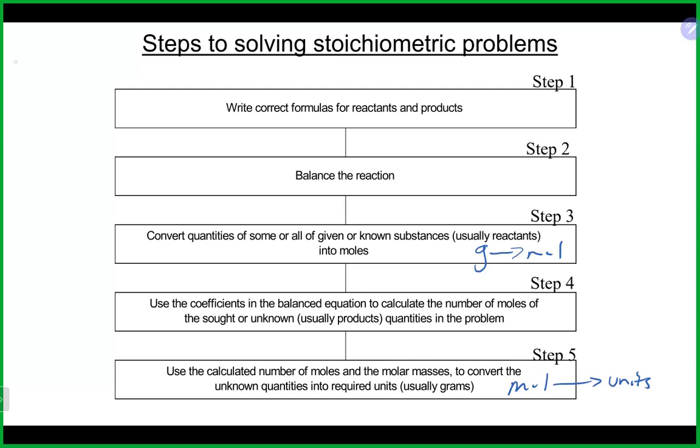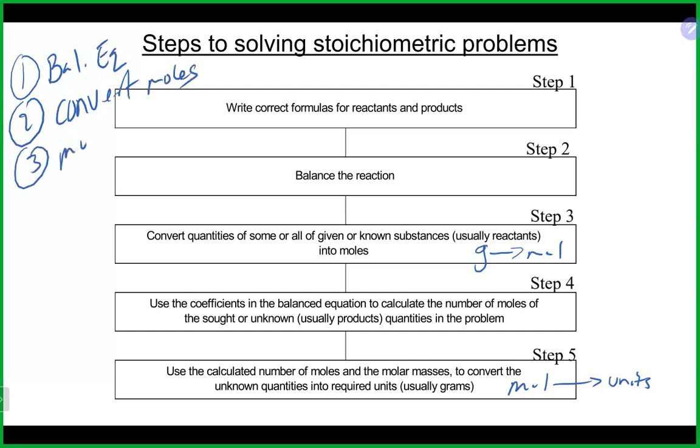A lot of times, basic stoichiometry problems can boil down to 4 steps. You want to make sure you got a balanced equation. You want to convert to moles. You want to do the mole to mole relationship.